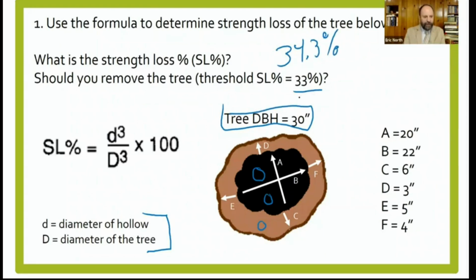So a few of you got fairly close to that. A few of you a little further away, but that's okay. That happens. We can see that 34% would require removal of this tree based on our 33% threshold.